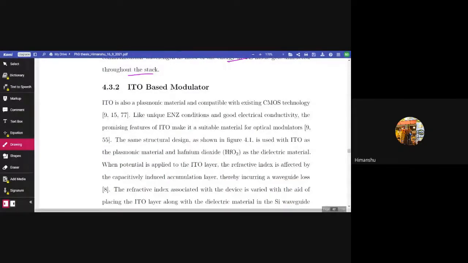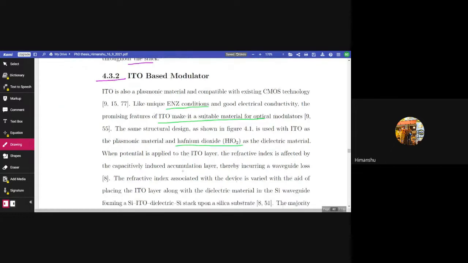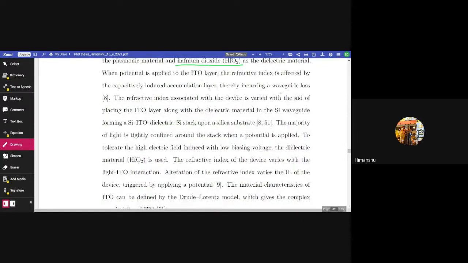Yes, okay. So let us start section 4.3.2, ITO-based modulator. ITO is also a plasmonic material and compatible with existing CMOS technology, reference 9-1577. Like unique ENZ conditions and good electrical conductivity, the promising future of ITO makes it a suitable material for optical modulators, reference 9-55. The same structural design as shown in figure 4.1 is used with ITO as the plasmonic material and hafnium dioxide, HfO2, as a dielectric material. When potential is applied to the ITO layer, the refractive index is affected by the capacitively induced accumulation layer, thereby incurring a waveguide loss, reference 8.